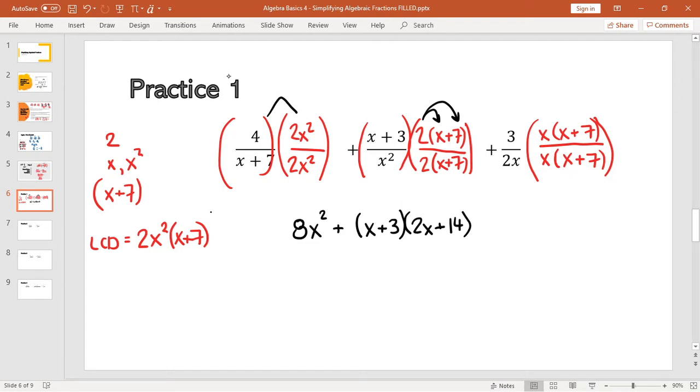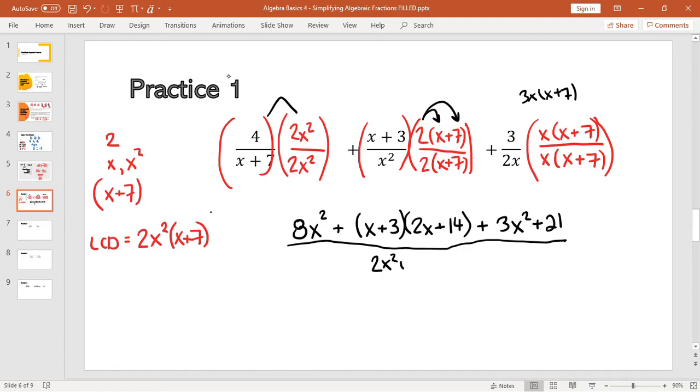Okay, and then going over here, it's going to be 3 times x plus 7, so basically 3x times x plus 7. That's going to give me 3x squared plus 21. Okay, so I could put LCD, LCD, LCD. I'm just going to recognize right now that I cannot draw a straight line. And this is all going to be over 2x squared on 2x plus 7.